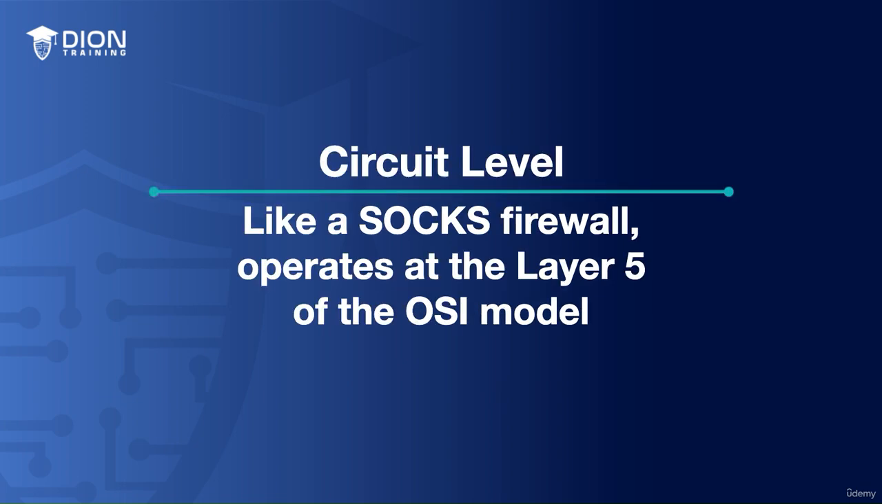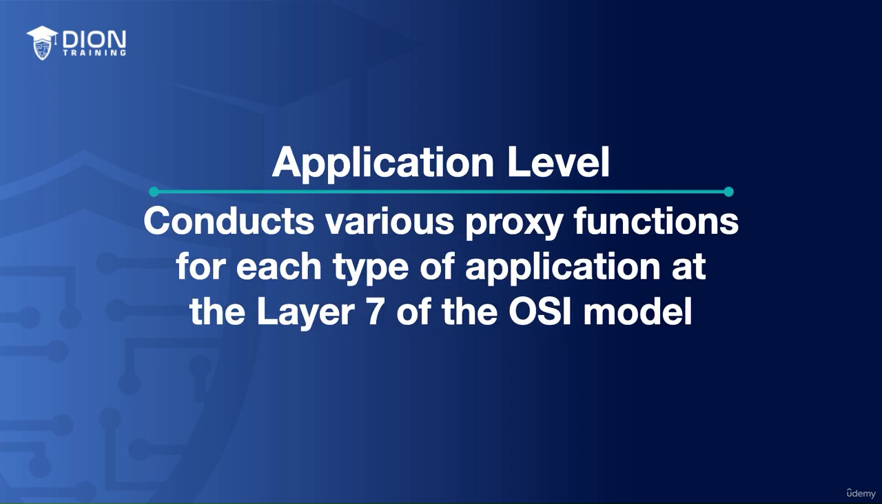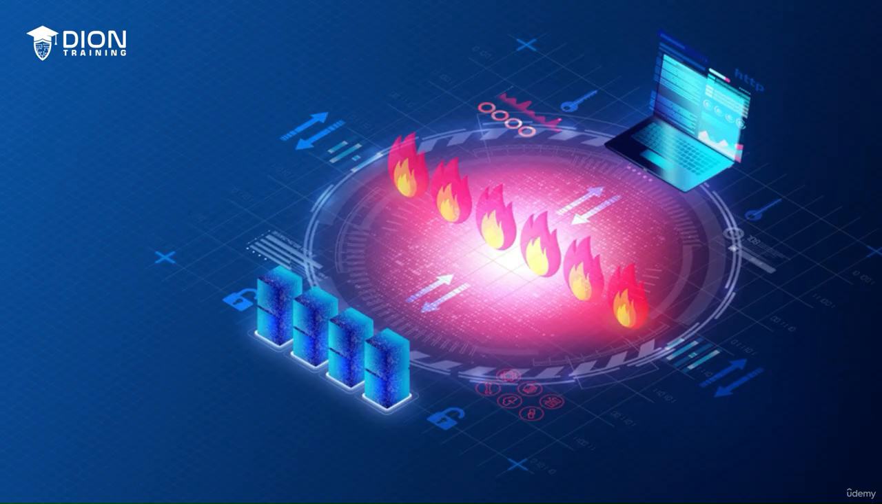Now, a circuit-level firewall, like a SOCKS firewall, is going to operate at the session layer, or layer 5 of the OSI model. An application-level proxy, on the other hand, is going to do a deeper packet inspection that conducts a different proxy function for each type of application at layer 7 of the OSI model. For example, an application-level proxy can be used to read and filter HTTP traffic differently than it would for FTP traffic because it uses this deep packet analysis.